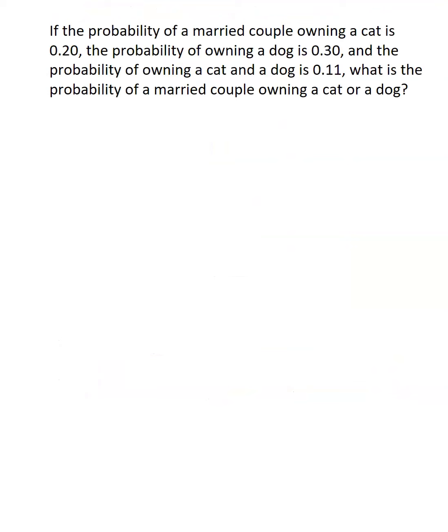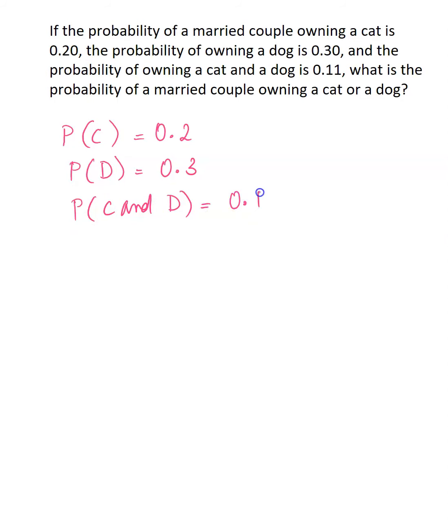If the probability of a married couple owning a cat is 0.2, the probability of owning a dog is 0.3, and the probability of owning a cat and a dog is 0.11. What is the probability of a married couple owning a cat or a dog? It's all written in words for us. Let's try to put in our own understanding. Probability of owning a cat, so I'm just going to call it C. So P of C is 0.2. P of owning a dog is 0.3. Cat and a dog, C and D, is 0.11.